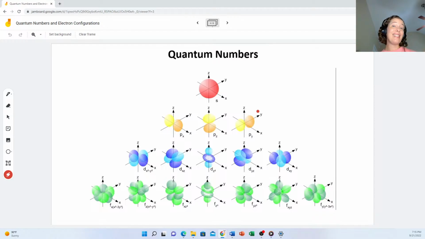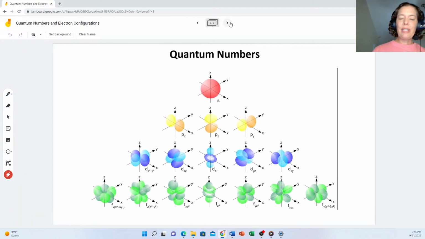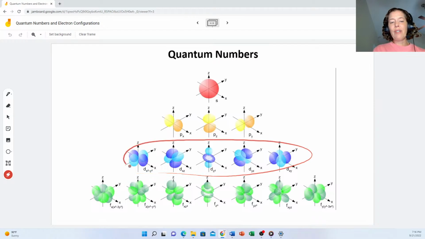Okay, so let's talk about the d's and the f's. These are ones that I think kind of look like flowers. So here are the d orbitals. And you can see there are 5 of them. So let's go back to our table. When we have our d orbitals, it means that L equals 2, which means the values of m sub L run from -2 to +2. So we have 5 values. We have 5 orientations in space. And you can see how that is true. We've got 5 different shapes here.